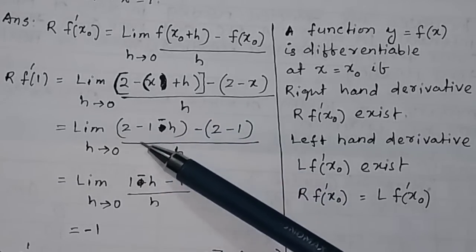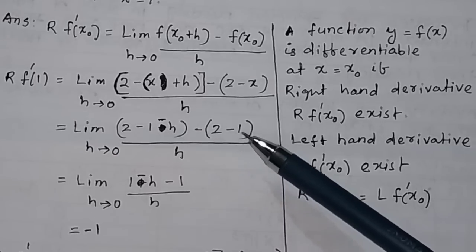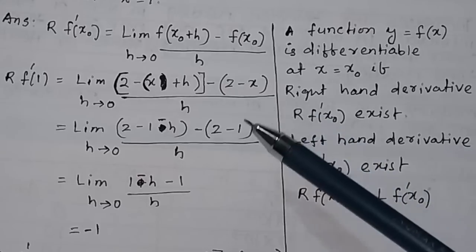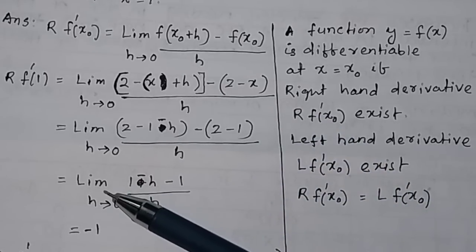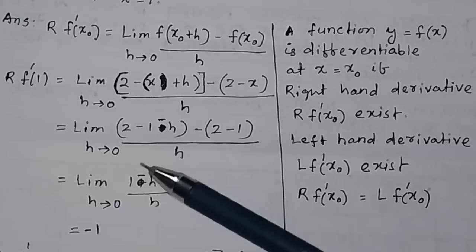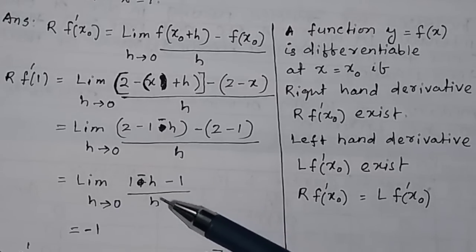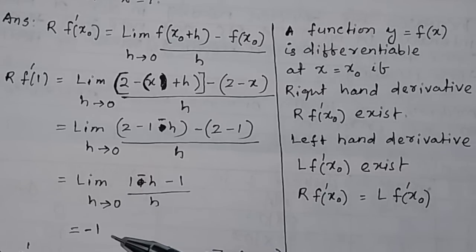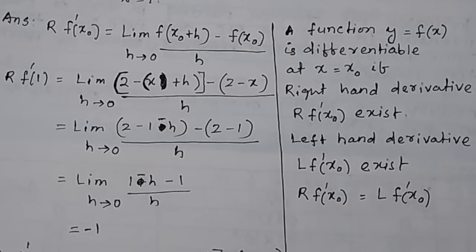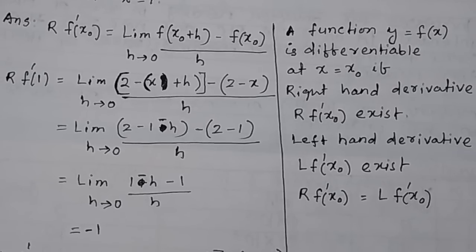So limit of 2 minus 1 minus h minus (2 minus 1), because x value is equal to 1, divided by h. If you solve it, it is equal to limit of 1 minus h minus 1, divided by h. So 1 cancels, minus h divided by h, which is equal to minus 1. So the right hand derivative of the function at x equal to 1 is equal to minus 1.